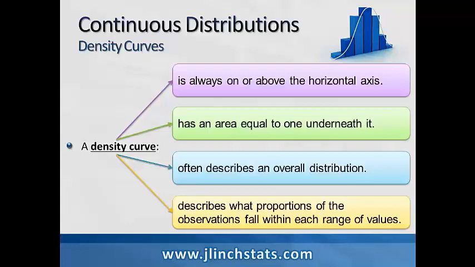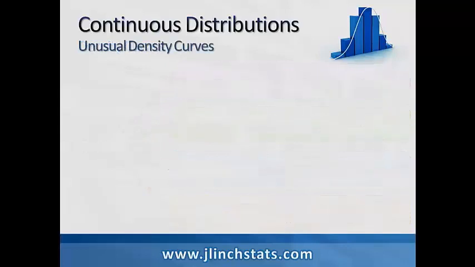density curve. Now, a density curve once again often describes an overall distribution, and it describes an overall distribution by its shape. It gives us an idea of where the heaviest probabilities fall, where the most likely outcomes fall, and where the least likely outcomes will fall. And finally, a density curve will allow us to describe what proportions of observations fall within a range of values. So when we're looking at probabilities of certain ranges or intervals, we are associating those with a particular density curve and its probability distribution.